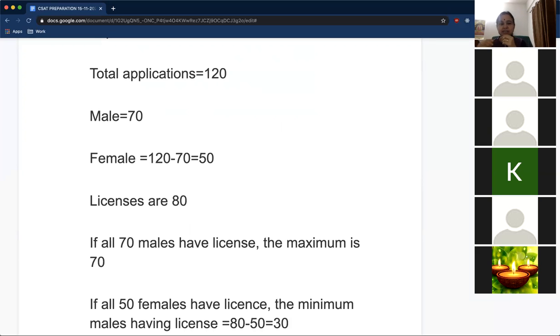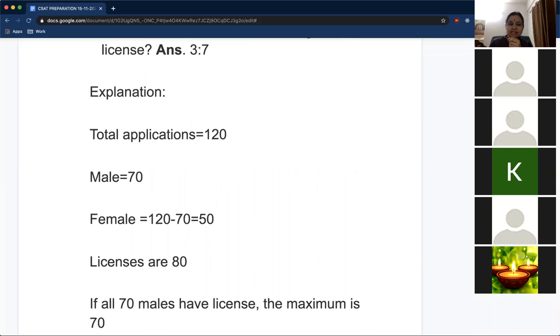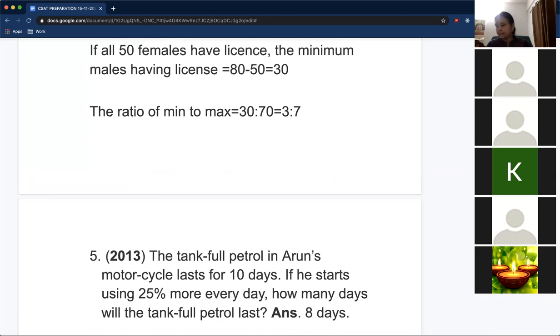So minimum is 30, maximum is 70. And again, we have to be careful. We have to go up and see the question whether it is minimum to maximum or maximum to minimum. This is minimum to maximum. So 30 to 70. It's nothing but 3:7. Very good. Next.